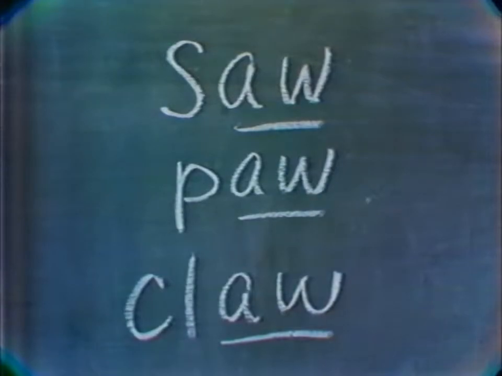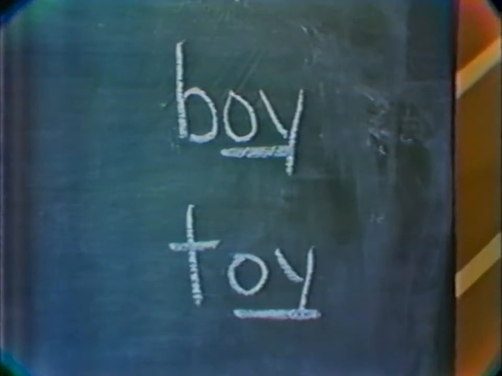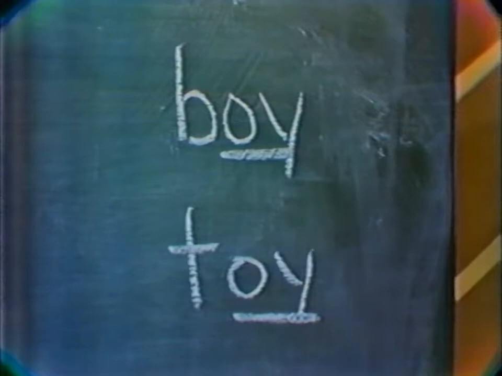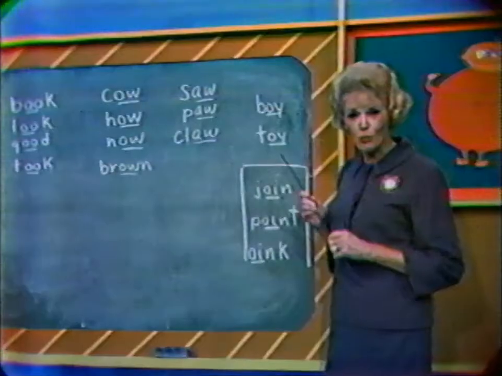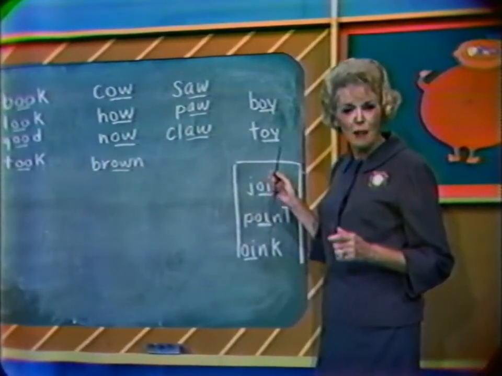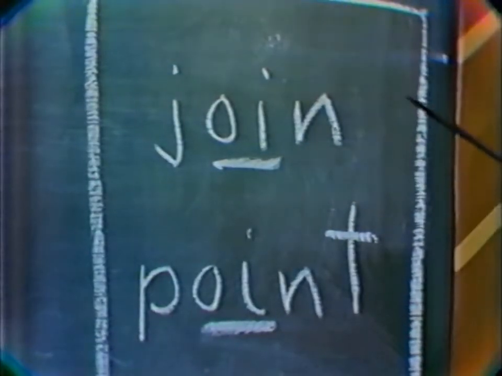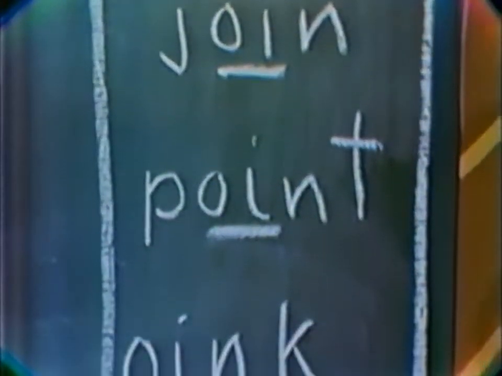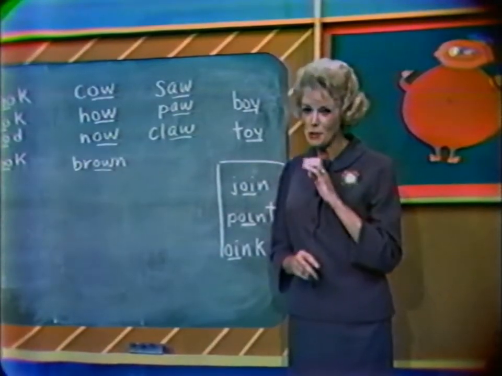Now for our last mix-up sound, it's the sound in boy, like Alfred's boys. Sometimes the sound O-Y is made by our old friend O and Y when they're together in words like boy or in toy. And sometimes O joins the letter I, and then it sounds like oi, as in join, or in point, or in oink. It's a funny word, but that's what the piggy says. And now here's a song to help us remember.